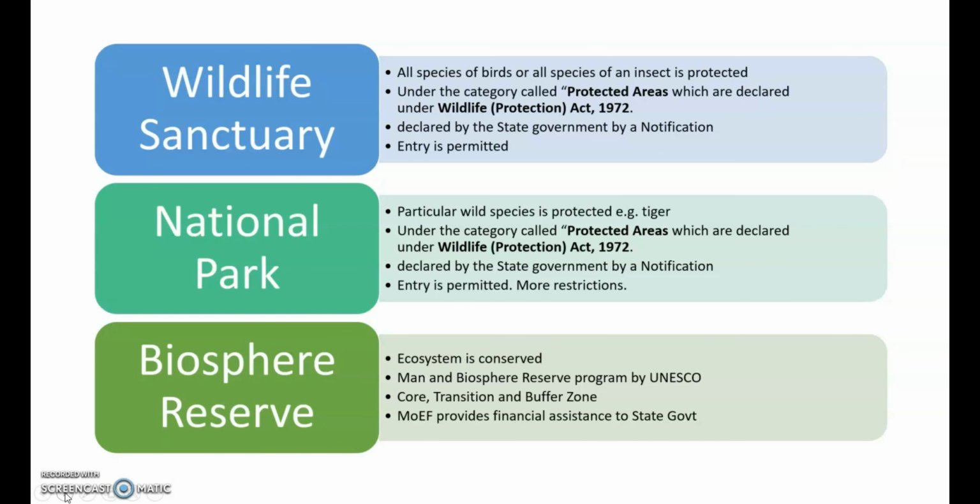Biosphere reserves are identified by the Man and Biosphere Reserve Program by UNESCO, in which the whole ecosystem is conserved. A Biosphere Reserve is divided into three zones: core, buffer and transition. Core zone is the innermost and strictly protected zone. In the buffer zone, research and education is permitted. It might also include tourism and recreation. Human activities are permitted in a sustainable way.